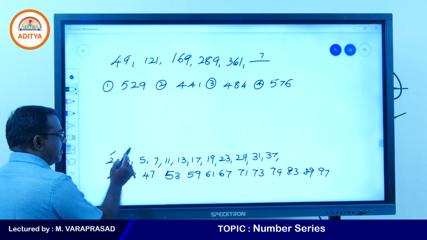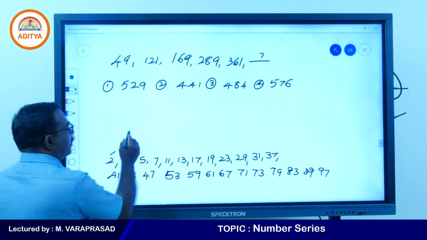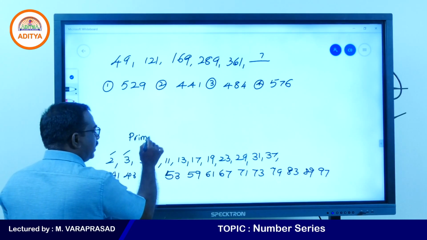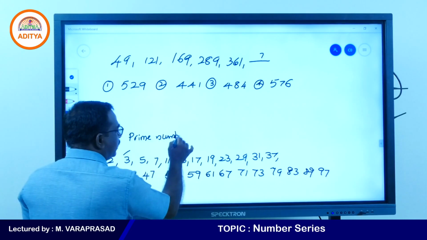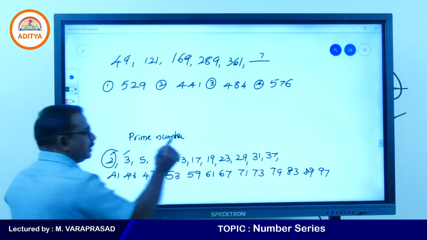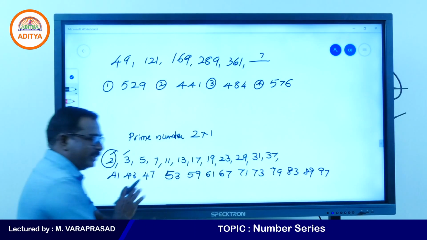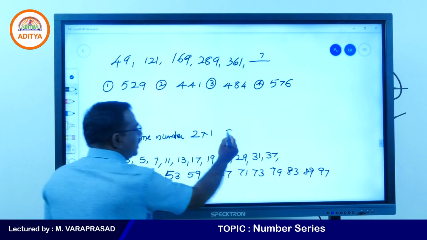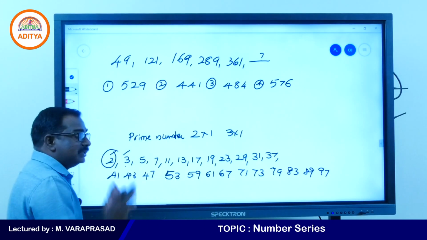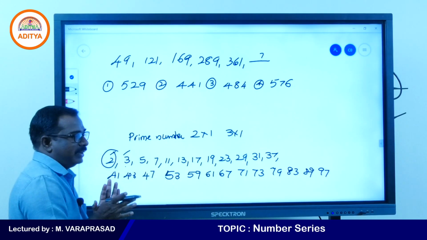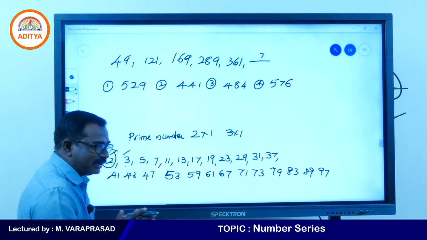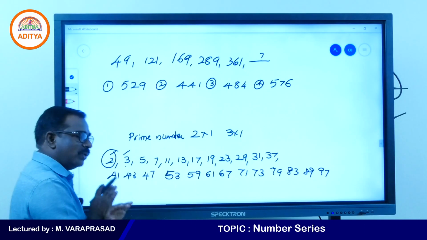Yes, all these are prime numbers. What is a prime number? If you take any prime number, if you take 2, two ones are 2, that's all. There is no other factor. If you take 3, three ones are 3, there is no other factor. Such numbers are called prime numbers. One and itself are the only factors of a prime number.